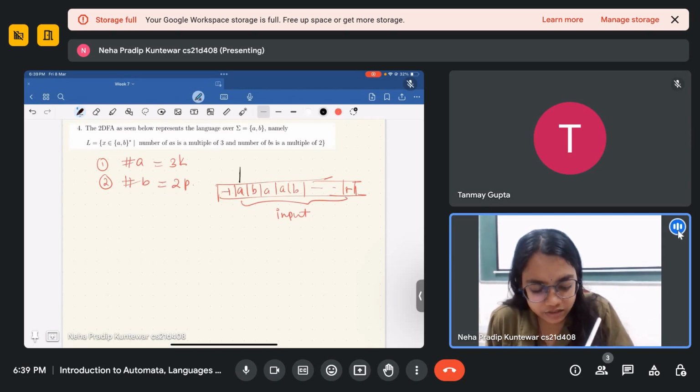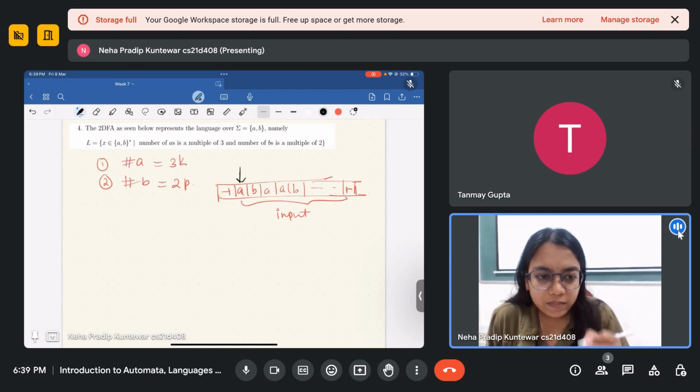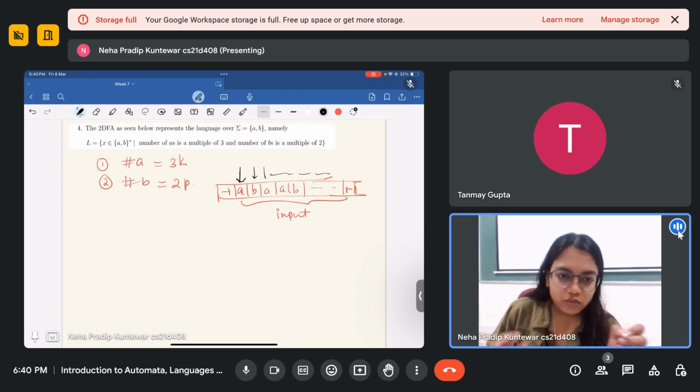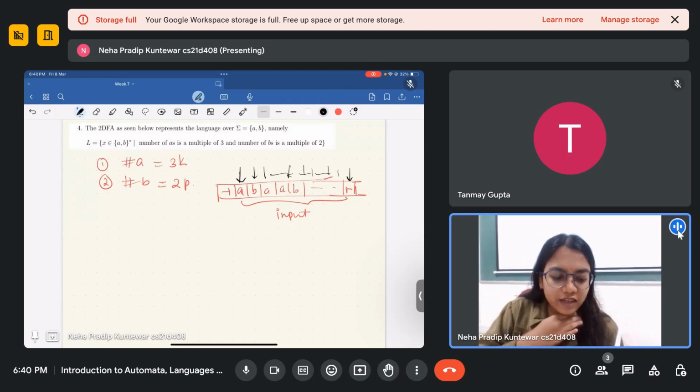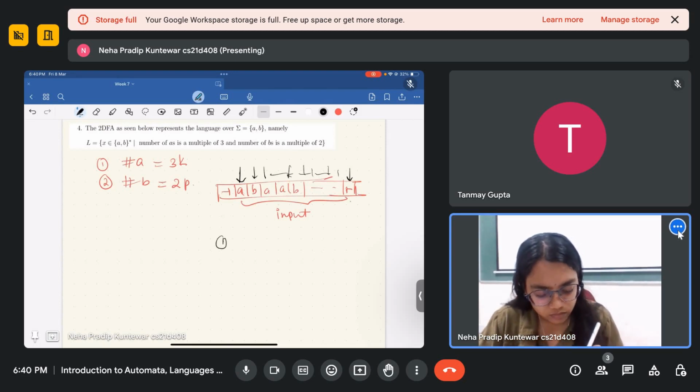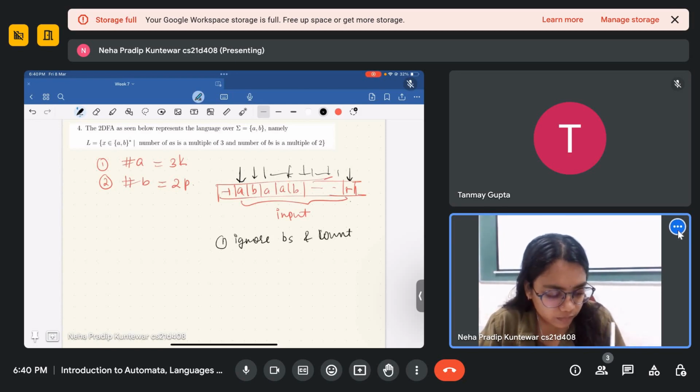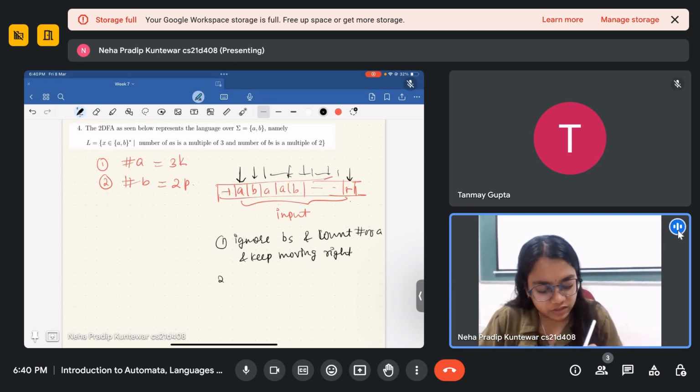Natural thing is that I'll start here, and then I'll somehow keep a count of the number of A's. So here I'll just keep on moving to the right. If I see B's, I will ignore. If I see A's, I will maintain a count whether it is a multiple of 3 or not, and I will keep on moving right. Ignore B's and count the number of A's, and keep moving right. Okay, once we have made one full pass, we will reach the end marker.